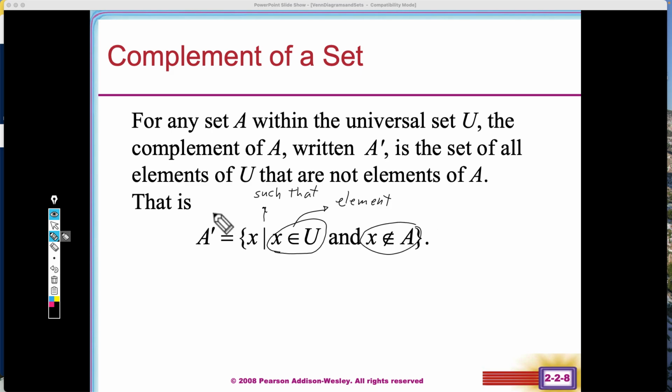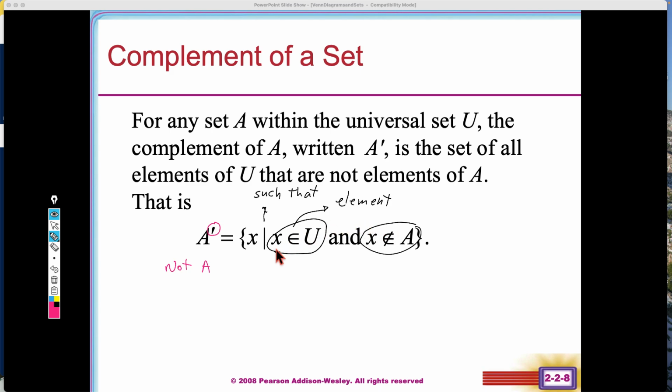And notice the only difference here is this little prime. This is read sort of not A. It's all the things that are not in A. So it's the things outside the circle of A, but in the universal set.